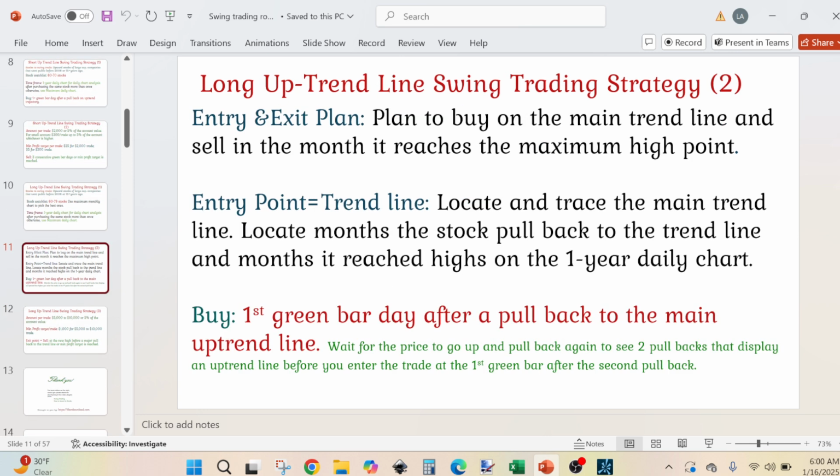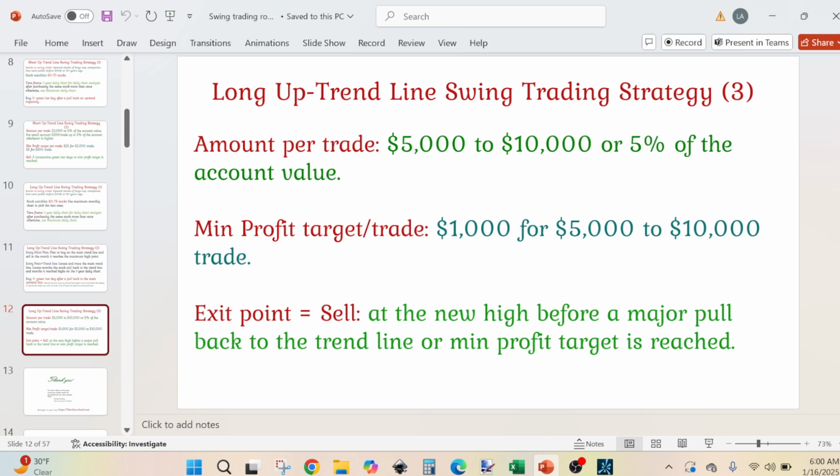We have our entry point, which is the purple trend line, and that's where we'll buy. When we start seeing higher lows around that trend line is where we'll buy, and the goal is to sell when it reaches a new high or our minimum profit target is reached.